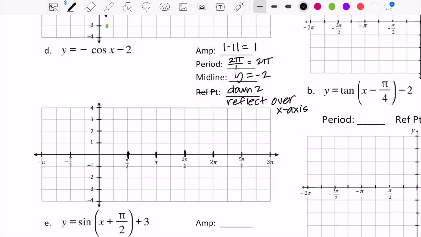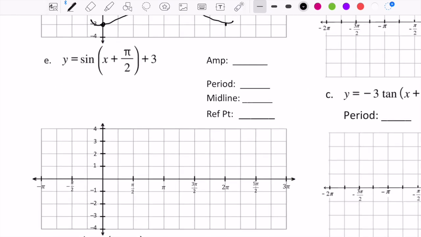And then I'm doing negative cosine, so it's going to start at -1. And then you're skipping 2 boxes now because of where the period is and how this graph is stretched more than the ones we've been graphing. And then I need to move everything down too. So that one looks like that.